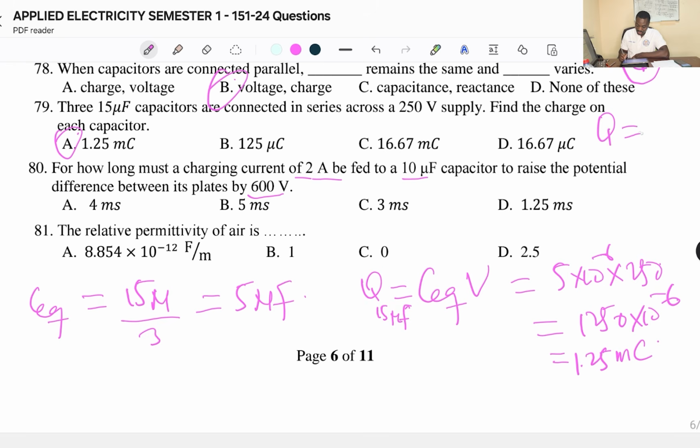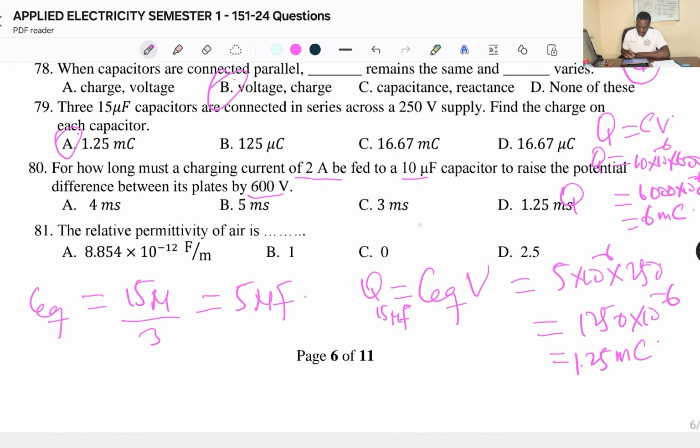Charge is going to equal what? Capacitance times voltage. So charge here will be equal to the capacitance, which is 10 times 10 to the power minus 6, times the voltage, which is 600. So what do I get? 6 times this. So we just have 600. That will be 6,000 times 10 to the power minus 6. So that will just be 6 millicoulombs.